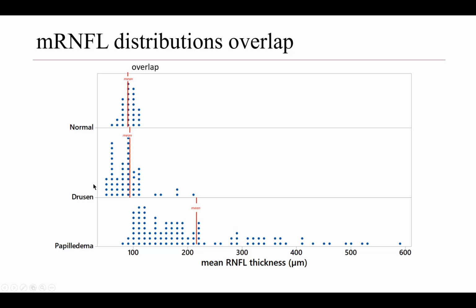Although there is a statistically significant difference between papilledema and normals and patients with drusen, there is some overlap between these groups of patients, and thus no single value, particularly in the region between 100 and 150 microns, will invariably exclude one or the other.